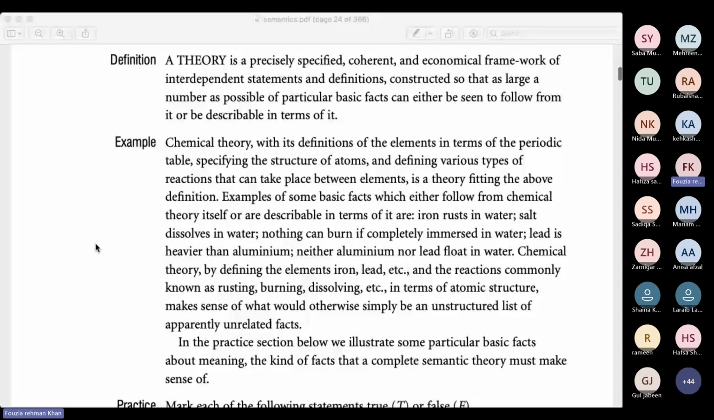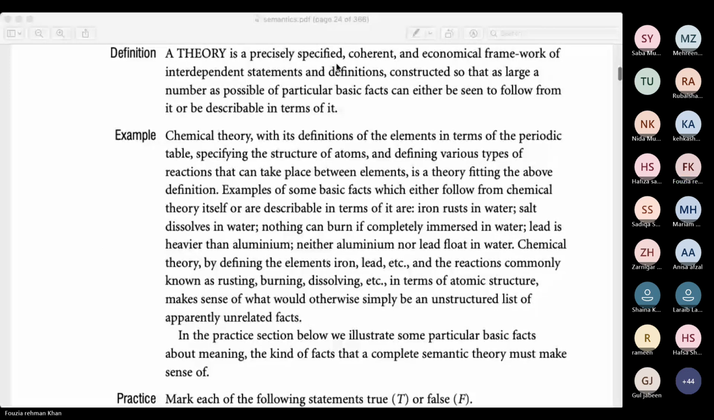Now, a theory is a precisely specified, coherent, and economical framework of interdependent statements and definitions constructed so that as large a number as possible of particular basic facts can either be seen to follow from it or be describable in terms of it. This is a general definition of a theory. A theory is made through certain statements which are interdependent. Interdependent means they depend on one another, and they are in a sequence, which is called being coherent, and they are brief, economical, and many facts become a part of it.